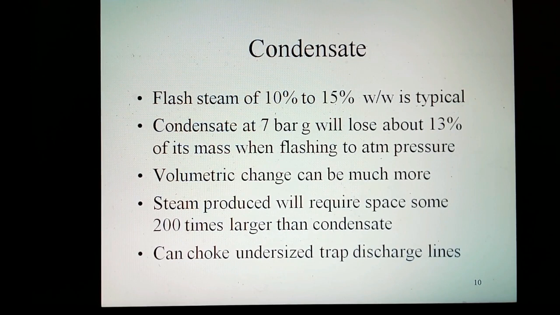A flash steam amount of 10% to 15% by mass is typical. However, the percentage volumetric change can be considerably more. Condensate at 7 bar gauge will lose about 13% of its mass when flashing to atmospheric pressure, but the steam produced will require a space some 200 times larger than the condensate from which it was formed. This can have the effect of choking undersized trap discharge lines, and must be taken into account when sizing these lines.